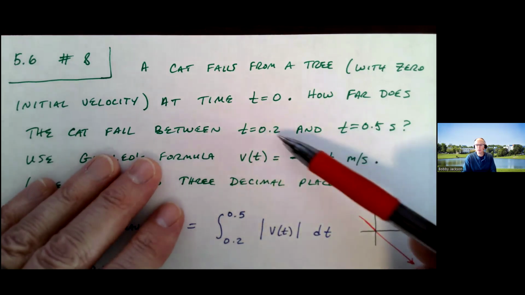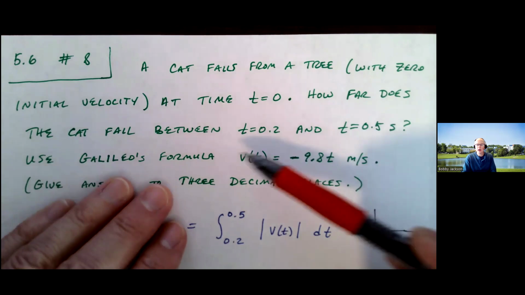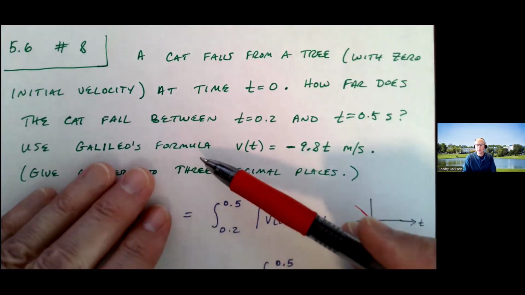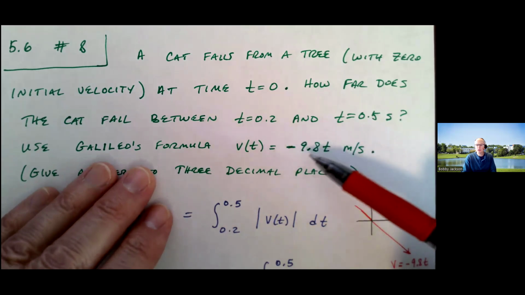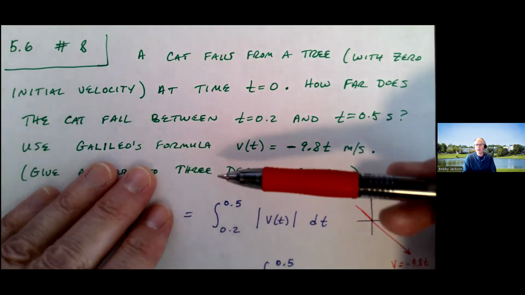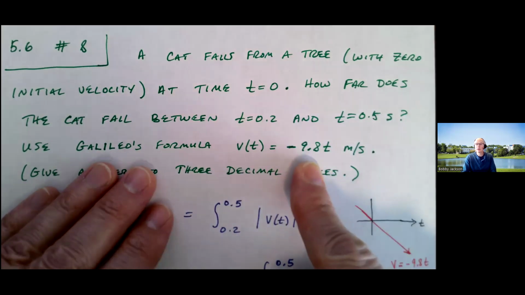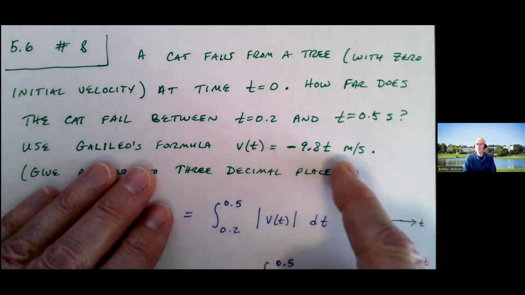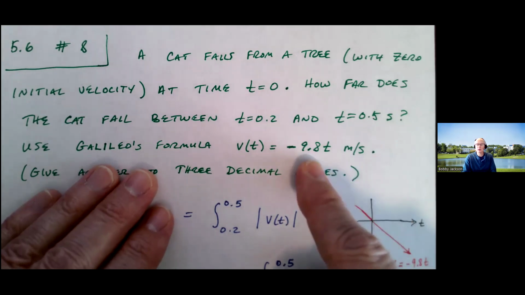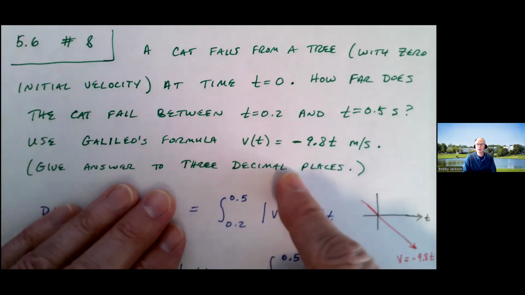And again, your numbers might be slightly different than this. Use Galileo's formula. So what is that all about? Well, this is, of course, assuming the acceleration due to gravity is at sea level on Earth, negative 9.8 meters per second squared, and that gives us a velocity, if we integrate that, of negative 9.8 times t meters per second. So that's what we're going to use, and then give the answer to 3 decimal places.